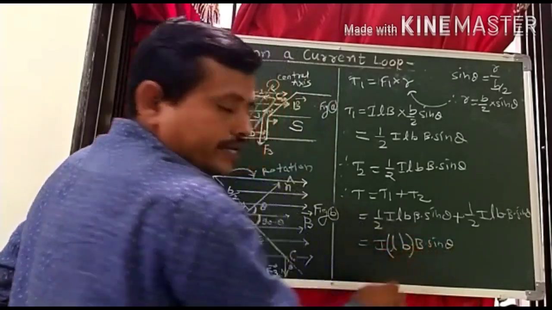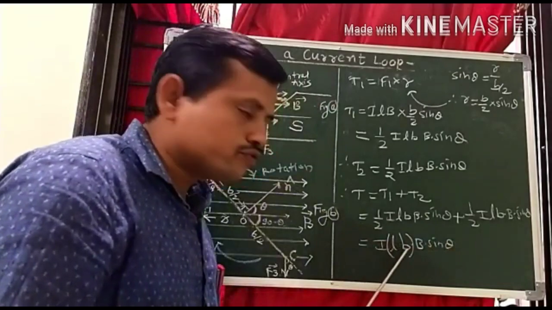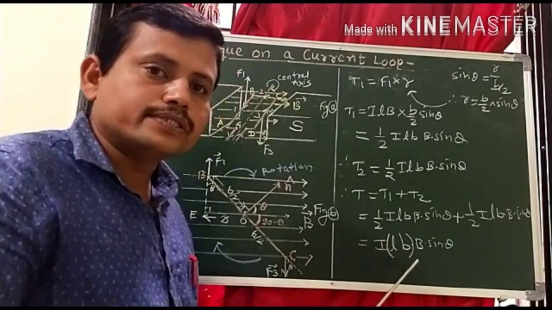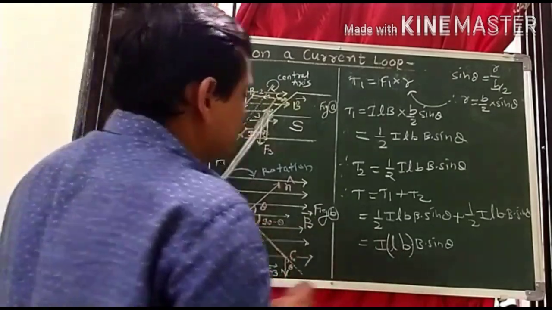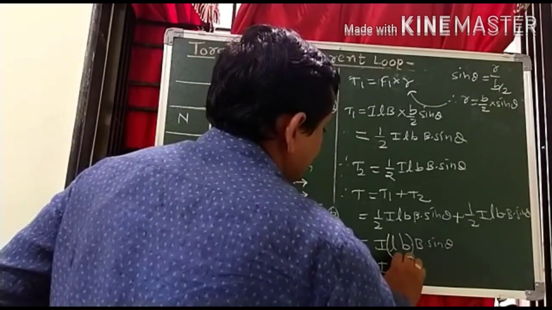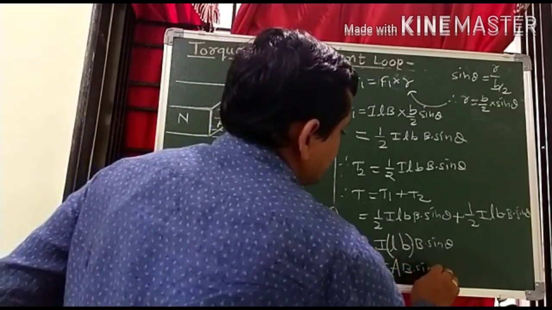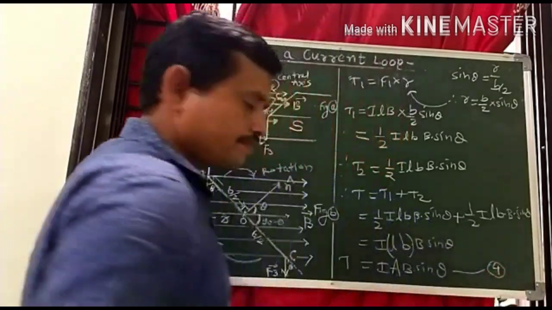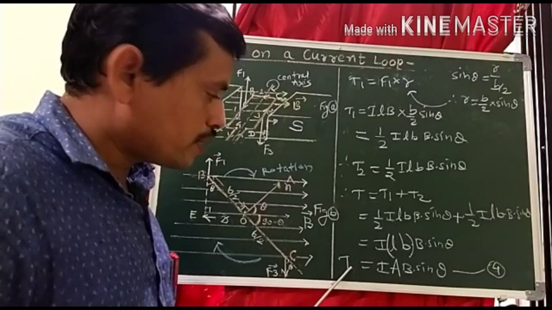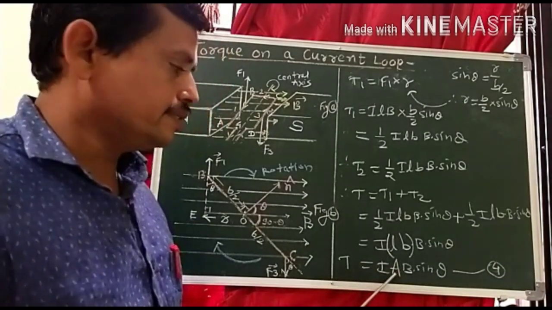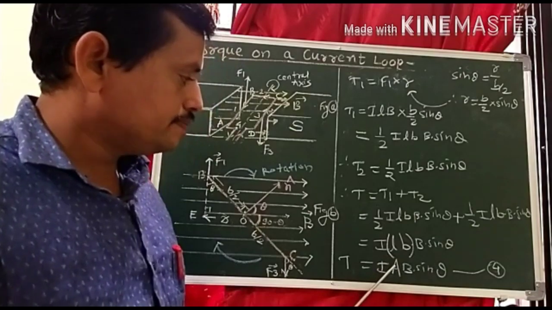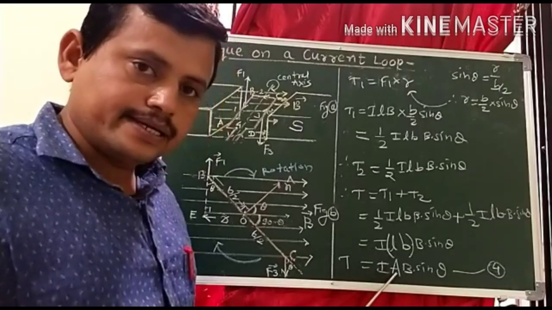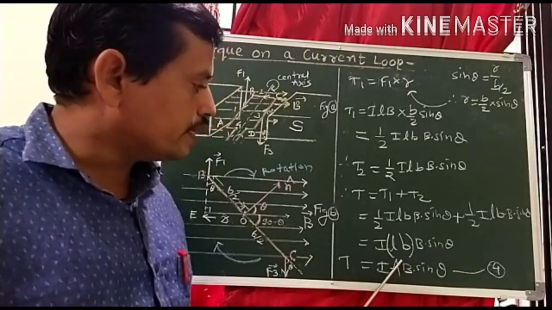Now here this small l into small b is nothing but the length multiplied by breadth of the rectangle. This is nothing but the area of the rectangle, and therefore here I into capital A into capital B multiplied by sin theta. This is nothing but equation number 4, and this is the torque acting on the coil having a single loop, that is equal to I A B sin theta, where I is the current passing through the coil, A is the area of the coil, B is the magnetic field induction.